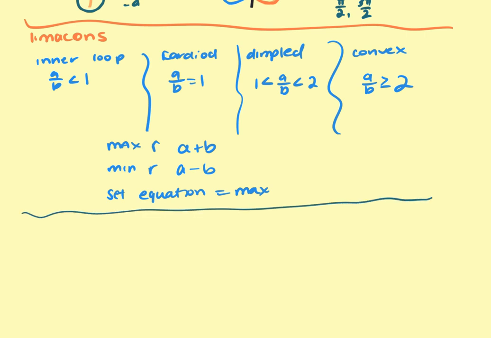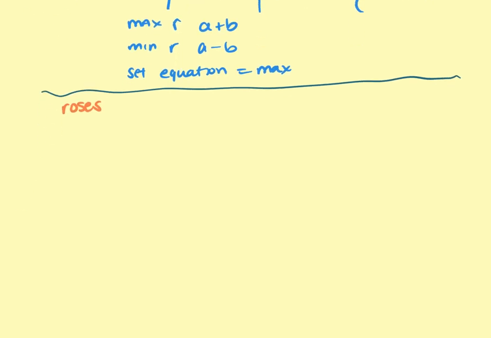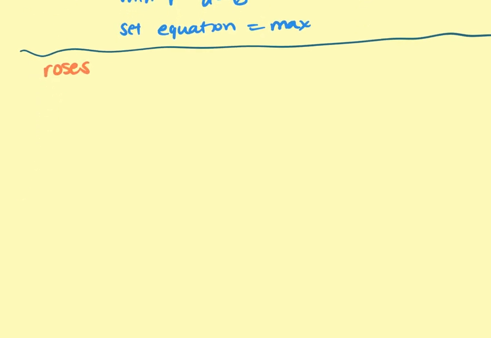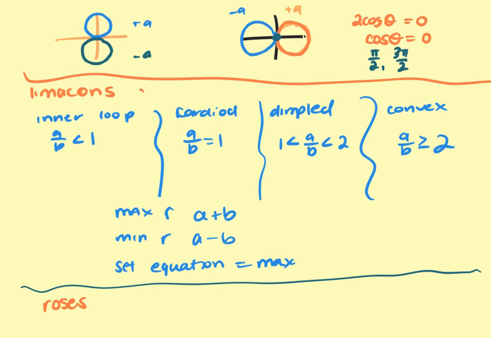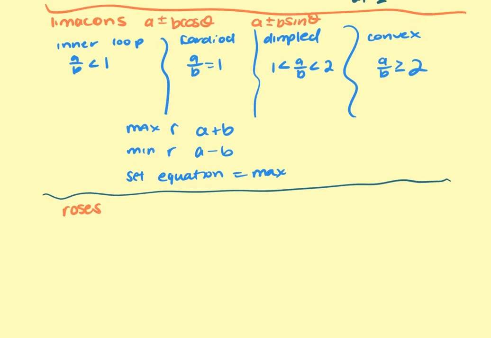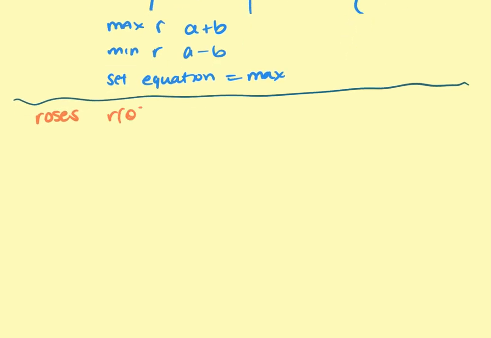Okay, then came rose curves. I didn't write this equation up here. This is A plus or minus B cosine of theta, A plus or minus B sine of theta, so again, I know it's a limacon if something is added. The rose is your multiple angles. So R of theta equals A sine n theta or A cosine n theta.